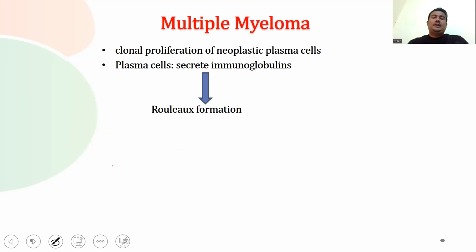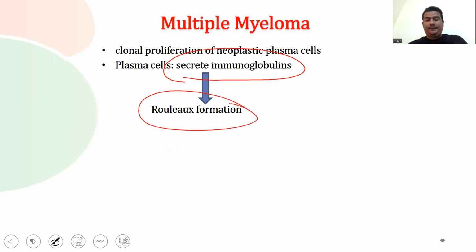Multiple myeloma is a clonal proliferation of neoplastic plasma cells. It is a B cell neoplasm wherein the normal hematopoietic elements are replaced by the proliferation of a huge number of neoplastic plasma cells. We all know the function of plasma cells is to secrete immunoglobulins, and this huge number of plasma cells will definitely secrete a large quantity of immunoglobulins. These immunoglobulin proteins, when released in the serum, will lead to the formation of a Rouleaux.